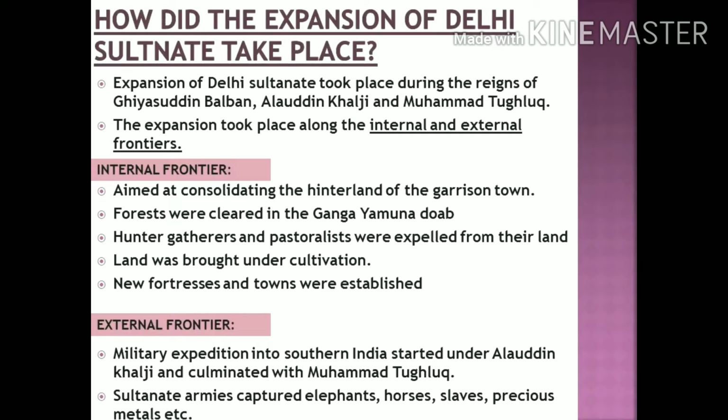Pastoralists मतलब जो चरवाहे होते हैं, जो जानवर चरवाते हैं. And then all this land which was cleared, it was brought under cultivation. New fortresses and towns were also established. Apart from this, they also expanded along the external frontier. यानी कि अब उन्होंने expand करना शुरू किया South India में. Alauddin Khalji ने शुरू किया, and then finally Muhammad Tughlaq tried with it, and after that it got over. Sultanate armies, they captured elephants, horses, slaves, precious metals, etc. And gradually the empire expanded.